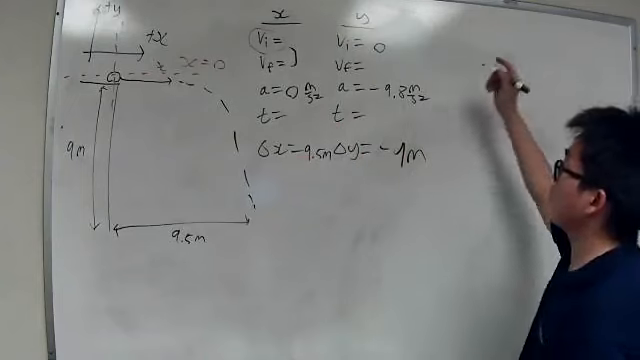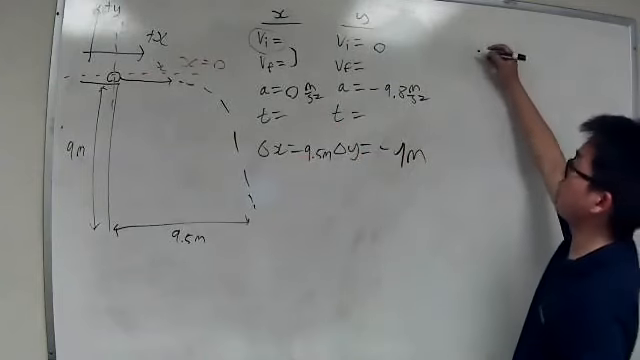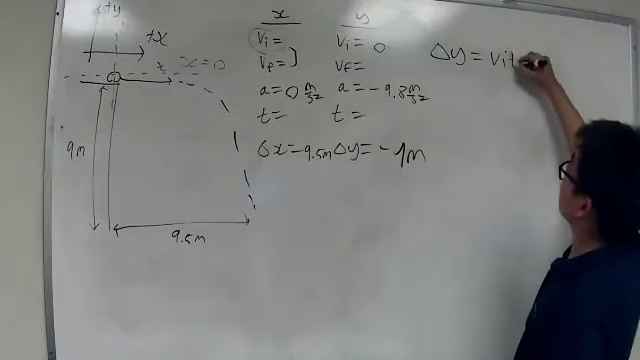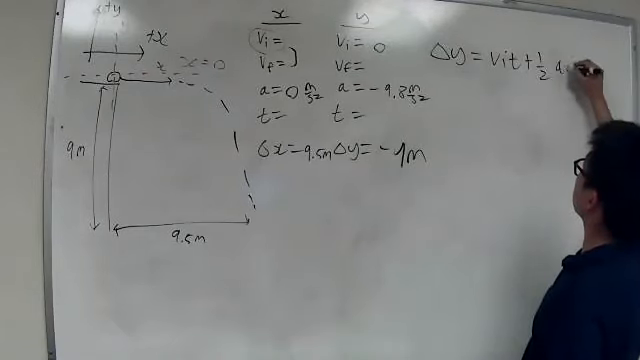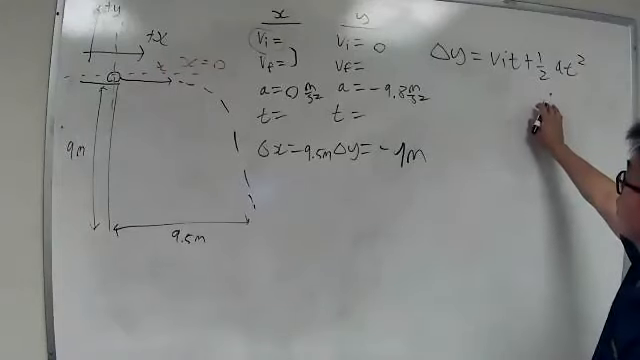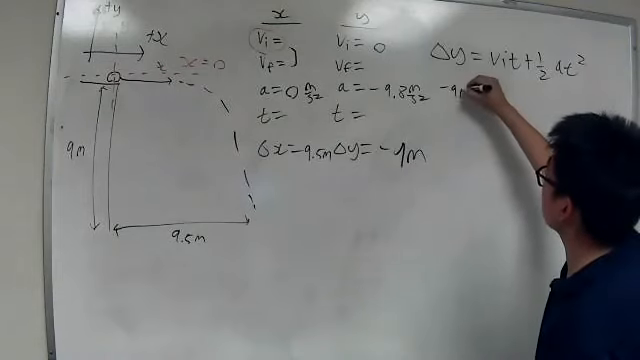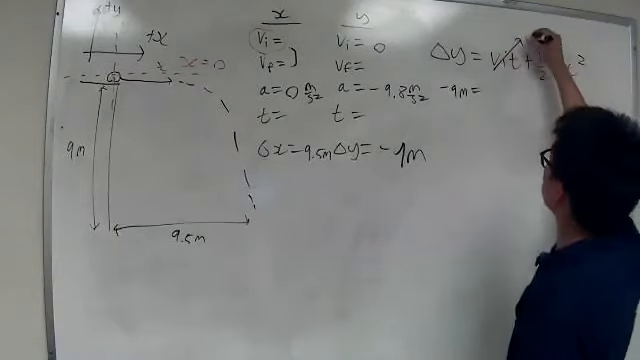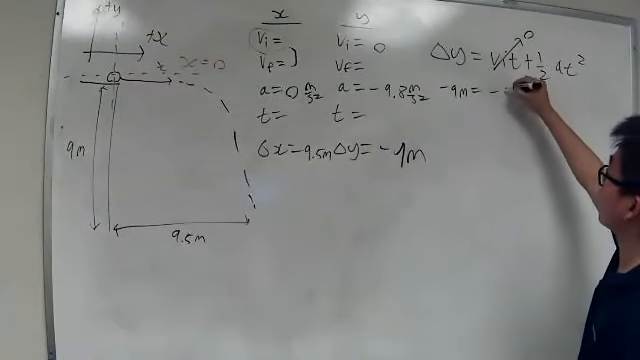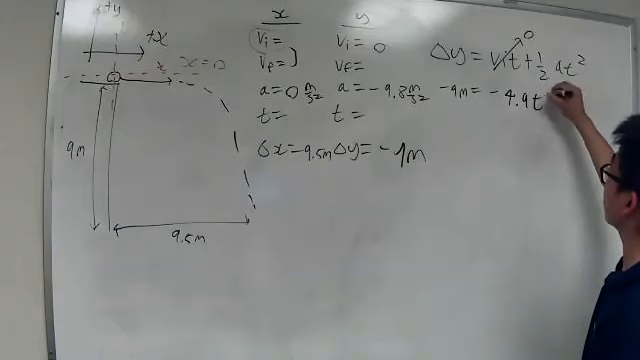So I look here and think about which equation I want to use. I'll just use this: delta y equals v_i t plus 1/2 a t squared. This is the one we like to use. And then we have to solve for time. So let's do that. Negative 9 meters. This term goes away. And then 1/2 of negative 9.8 is negative 4.9 t squared.